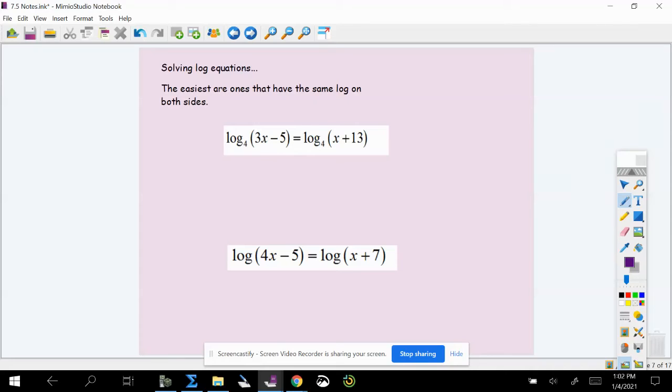Now we're going to get to solving log equations. So these are equations that have some type of log in it. It could be common or natural, or it could be a log of a different base. So we're going to look at two different types in this video, kind of the easiest types.